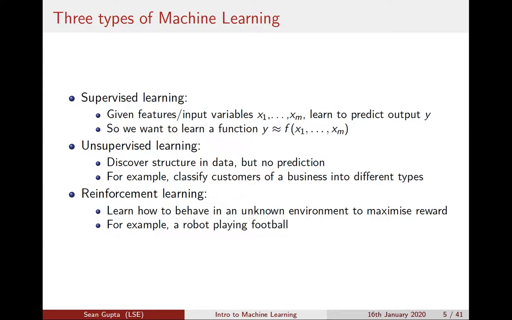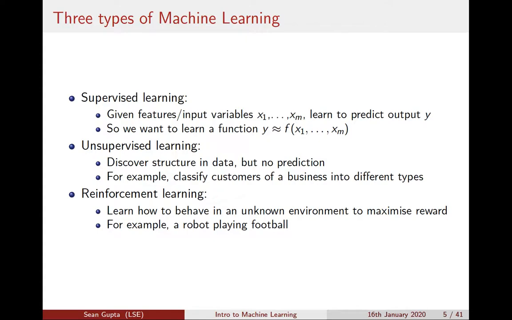There are 3 broad areas of machine learning. First, there's supervised learning. Secondly, unsupervised learning. Thirdly, reinforcement learning. Let's start by talking a little bit about supervised learning. In supervised learning, you have a number of features or input variables. Let's call them x1 to xm, which essentially means you have m features, and you want to use them to predict an output y, another number, or a class, anything that you want to predict, essentially.